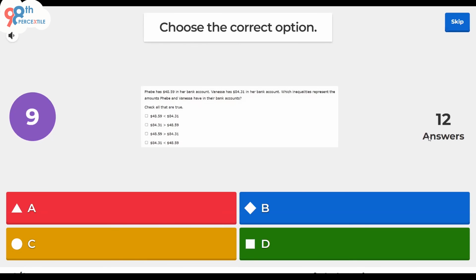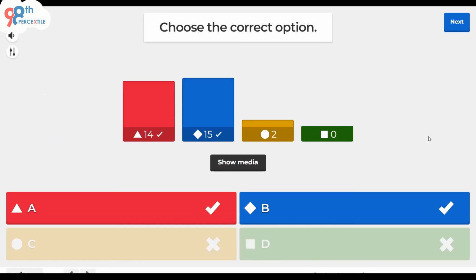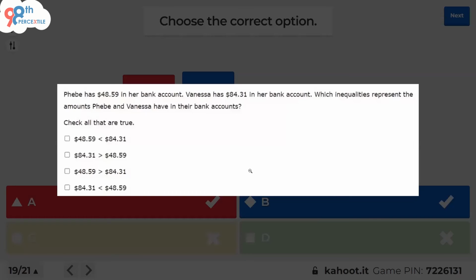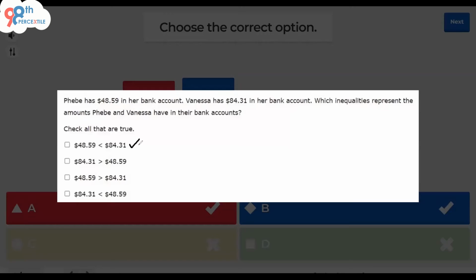We have 12 answers so far. I thought by now I would have all the answers from you people. Okay, so quite a lot of you have got the correct answer. Good job on this. So if we have a quick analysis of this question, 48.59 is definitely smaller than 84.31. 84.31 is definitely larger than 48.59. This does not work. This does not work.